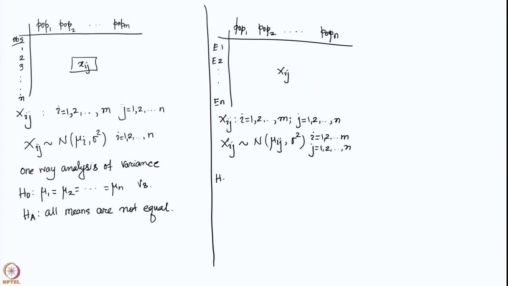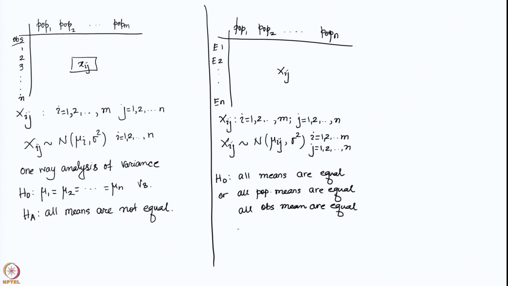And we want to have H0 as all means are equal, or we can have another one which says that all population means are equal, or it could be all observation means are equal, versus the alternate that not all means are equal. But it is a bit complicated, isn't it?